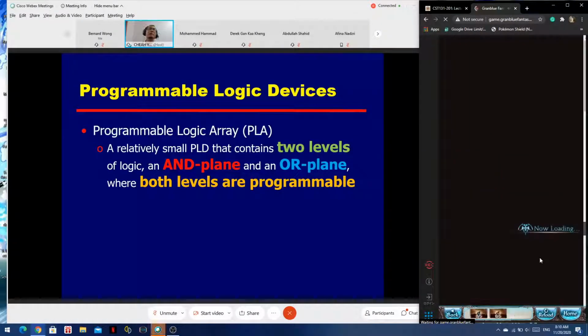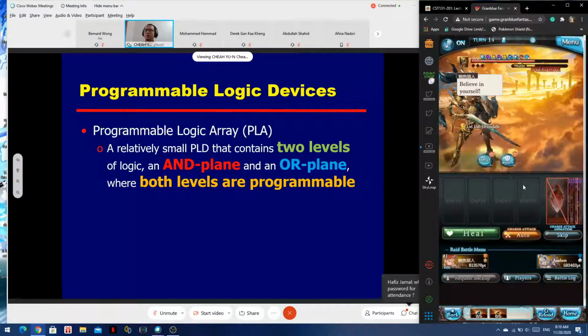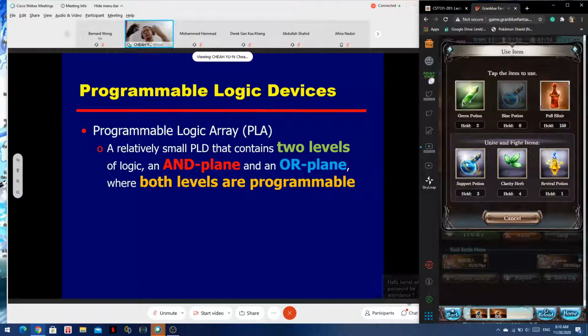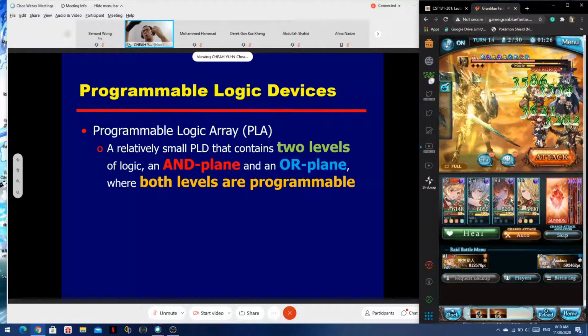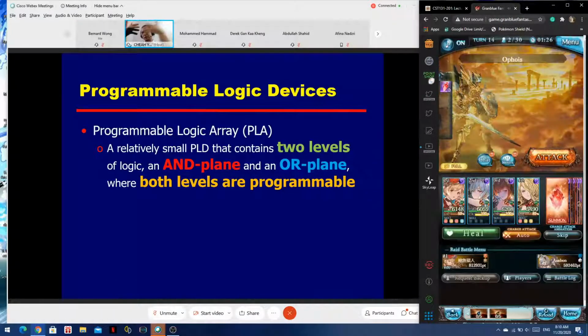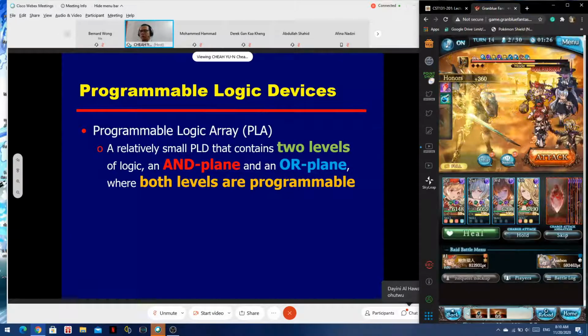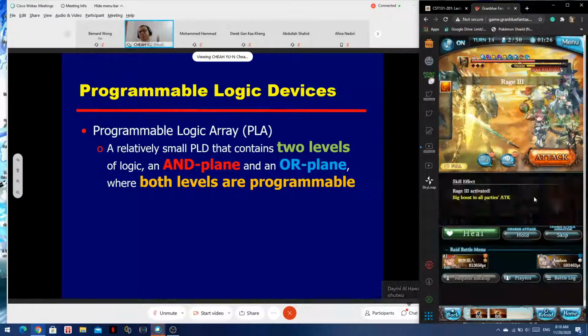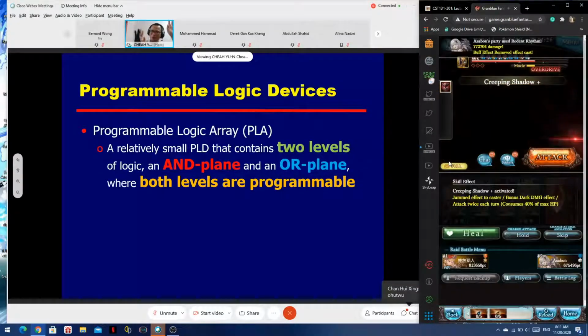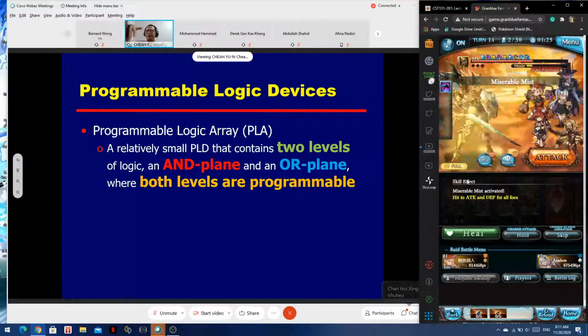If you remember the sums of products, when we want to have sums of products, we have a series of AND gates so that we can do all the products. All the products will go to the AND gate, and after that, the AND gate will be ORed so that we can get all the sums. I hope you remember that one. The idea here is the same: the AND part and the OR part which you can program.